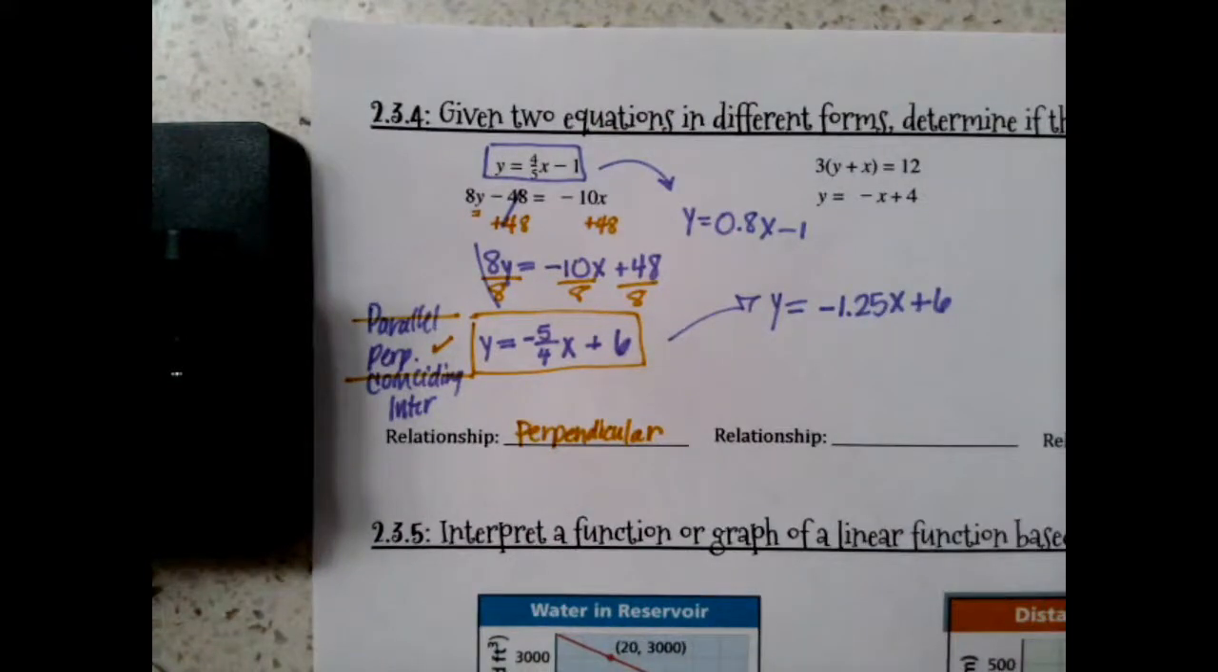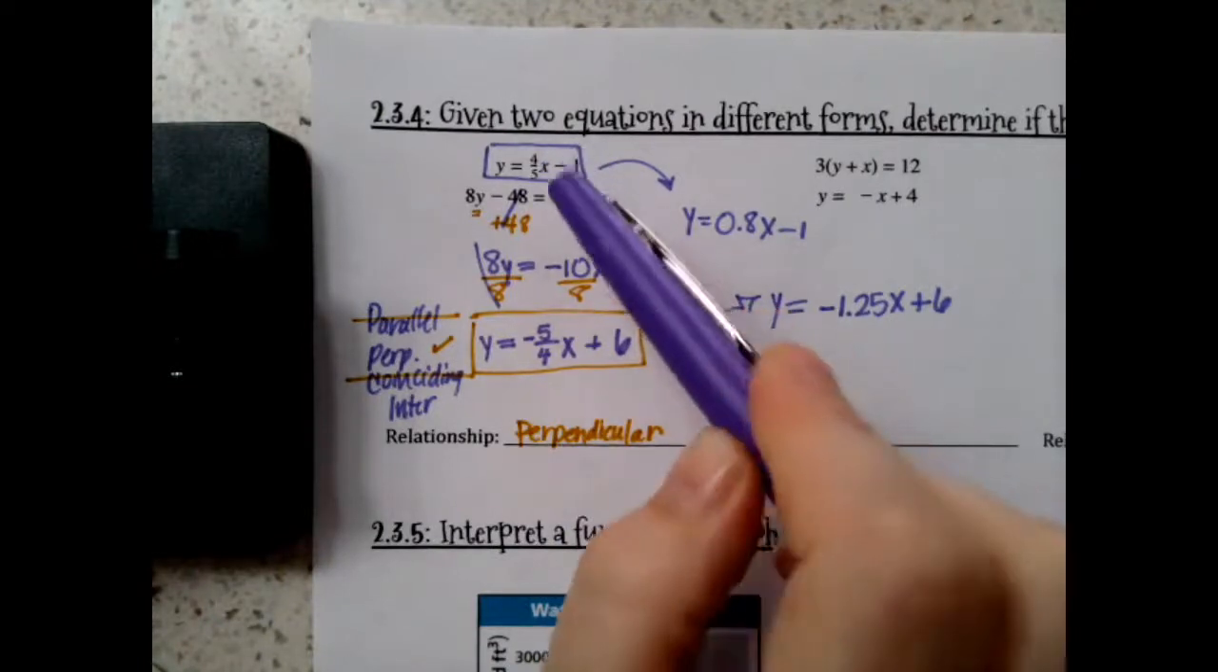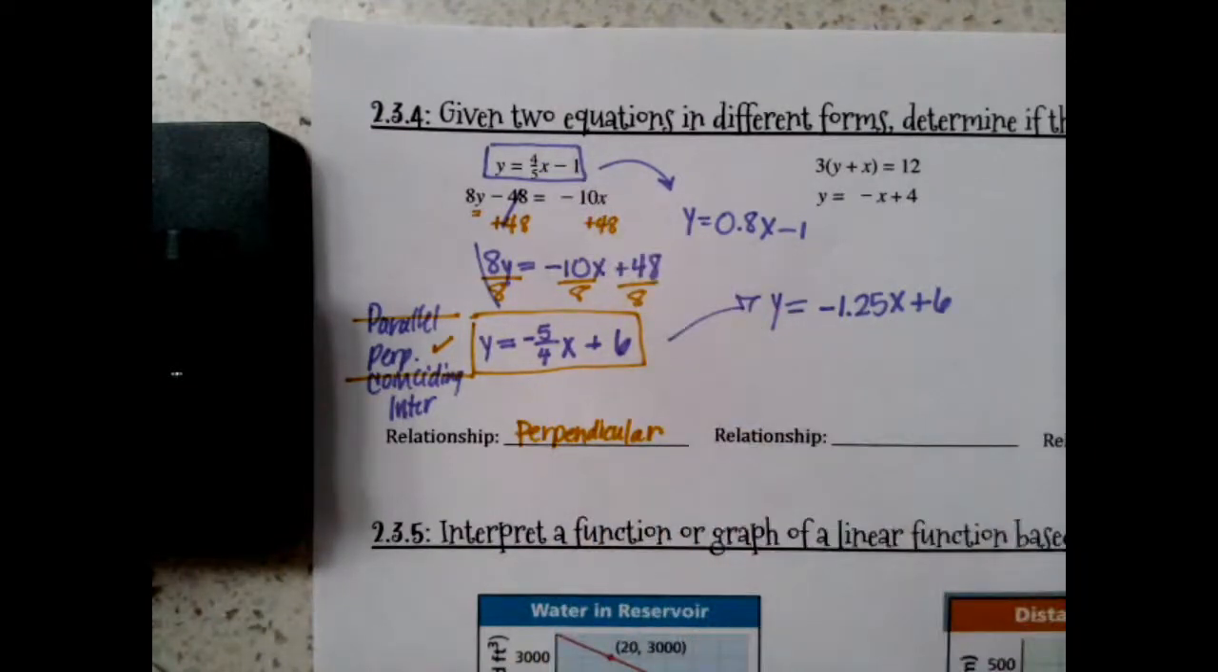So the trick is to just get everything to look like y equals mx plus b and then compare. You cannot compare this to this. You have to make sure that they look the same.